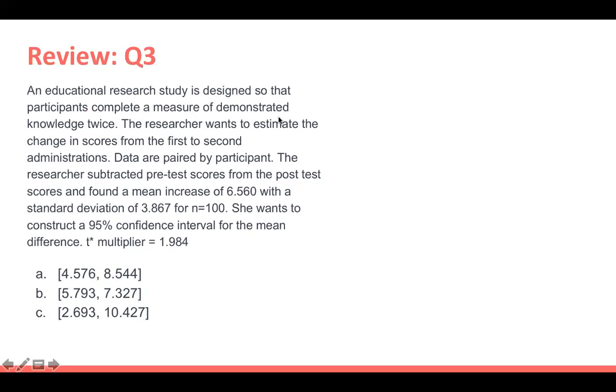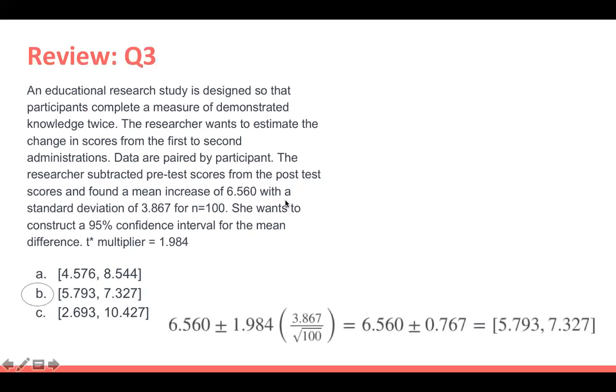All right, so if you haven't gotten your answer yet, you can go ahead and pause it, but I'm going to go over the answer now. So our answer here is B, 5.793 to 7.327. Really, here's just all the math we did out. Our sample mean here is 6.56. We add and subtract to that our t-star multiplier times our standard error. Our t-star here is 1.984, that was given to us.